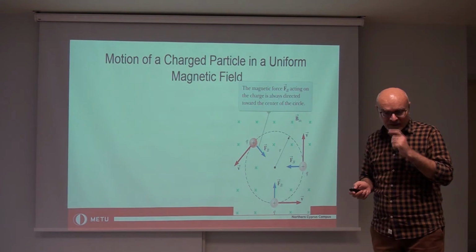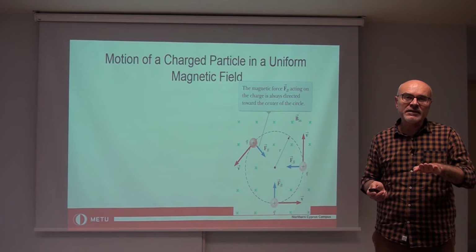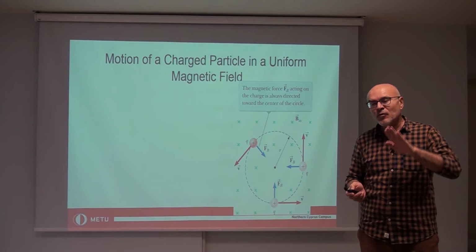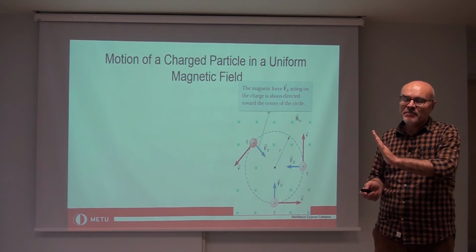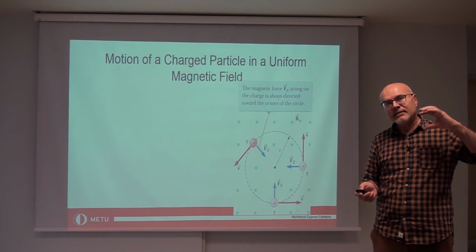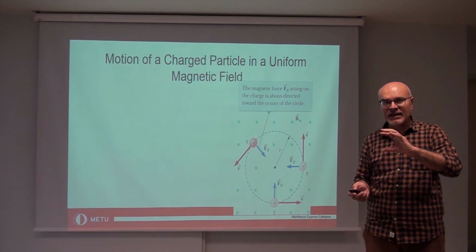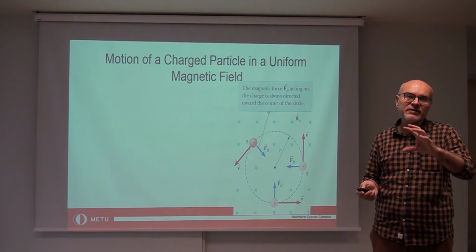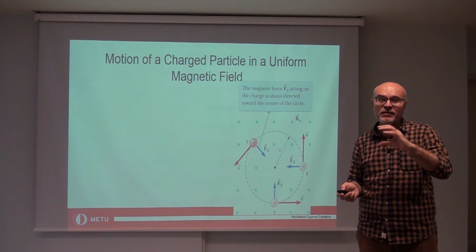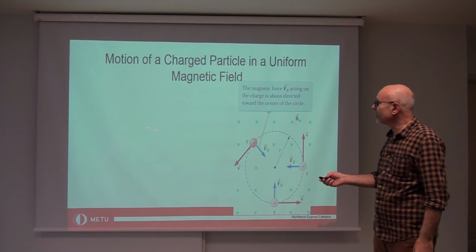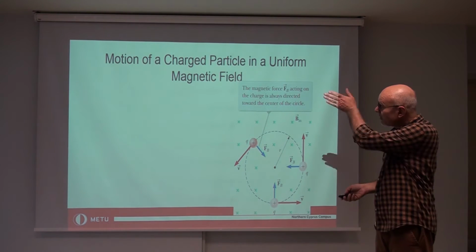Now, we will consider a special case of motion of a charged particle in a magnetic field, which is when the charged particle is moving in a plane and there is a uniform magnetic field that is perpendicular to that plane. In this case, we have a special type of motion of that charged particle under the action of the magnetic field.